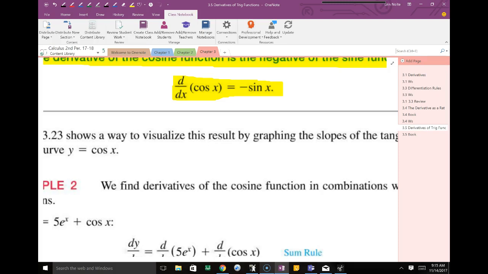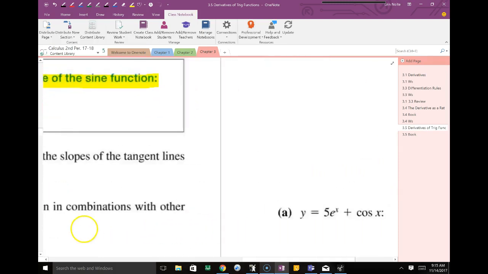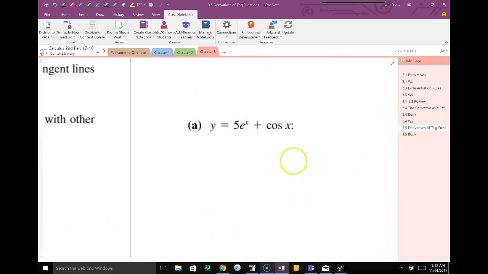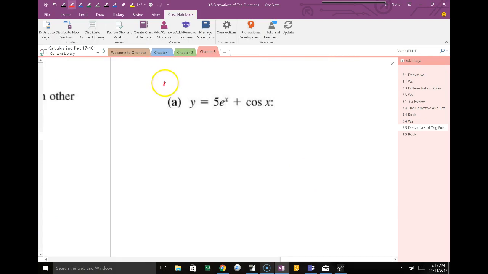Derivative of cosine is negative sine. Okay, ready for an example? Okay, let's try this one. Again, we are deriving. How would I derive this question?